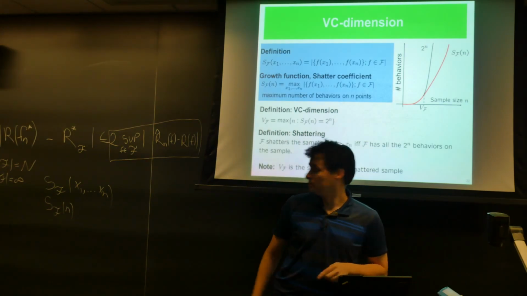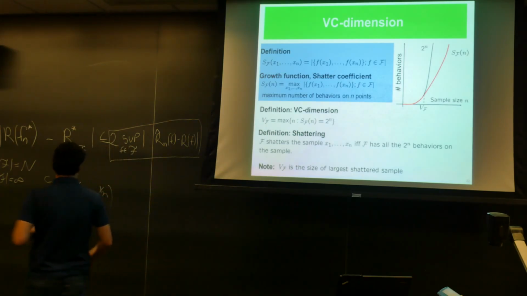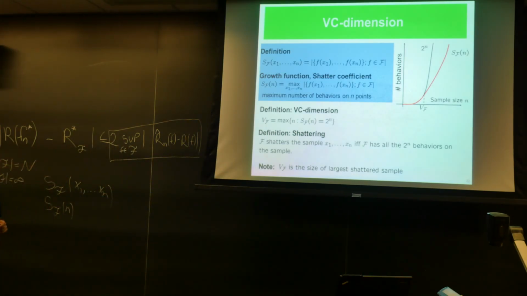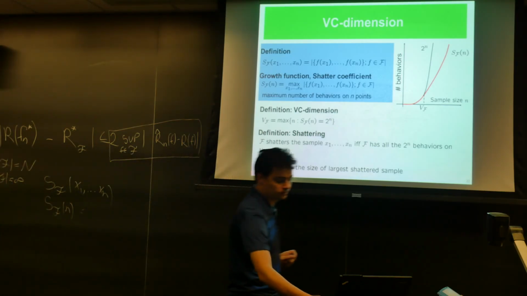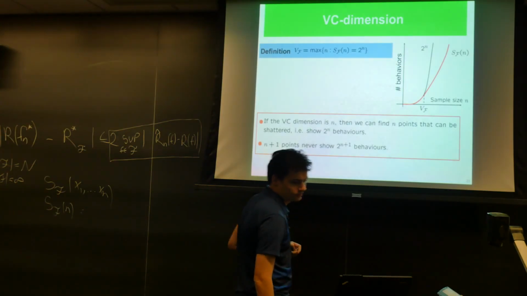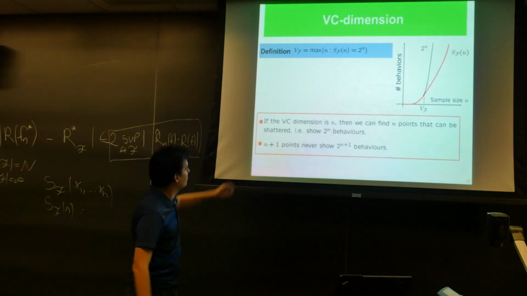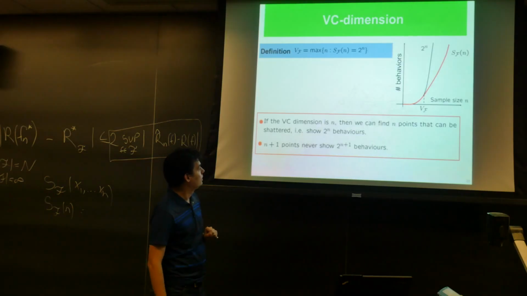So it's the last sample size where it's still 2 to the n. Right? And that was the notation.